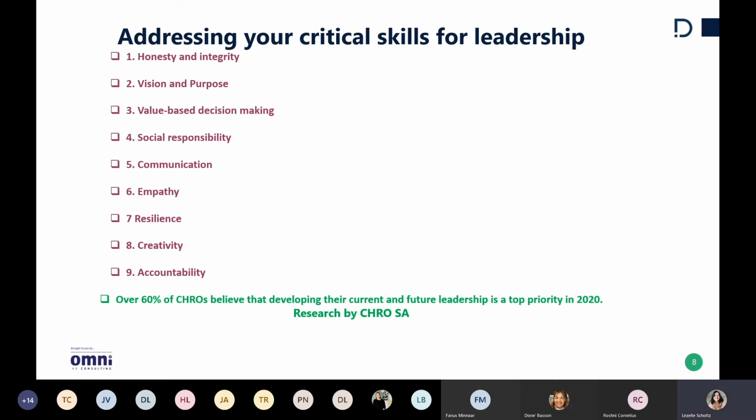Okay, so can you see the screen addressing your critical skills for leadership? As I said, this was a survey done by the community for human resource practitioners, and they came up with addressing your critical skills for leadership, and these were the 9 top skills that have been identified. Very interesting, isn't it? So I'd like you to have a look at these 9 skills. And so it's quite interesting to see. I'll just have a look at the top 3.